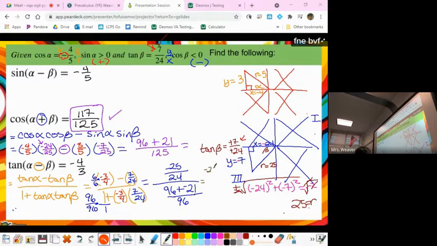So -25 over 24, and it's going to be divided by, what is that, 75 over 96. And remember that when we need to divide by a fraction, we multiply by its reciprocal. Okay, so I'm going to multiply by 96 over 75.